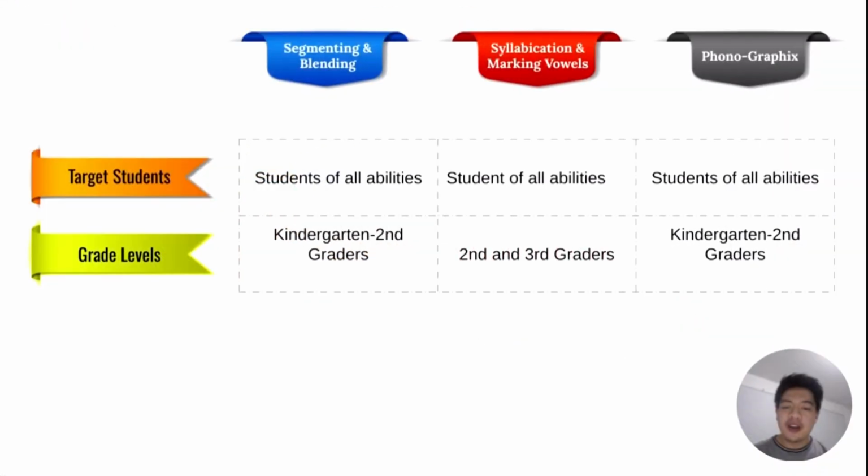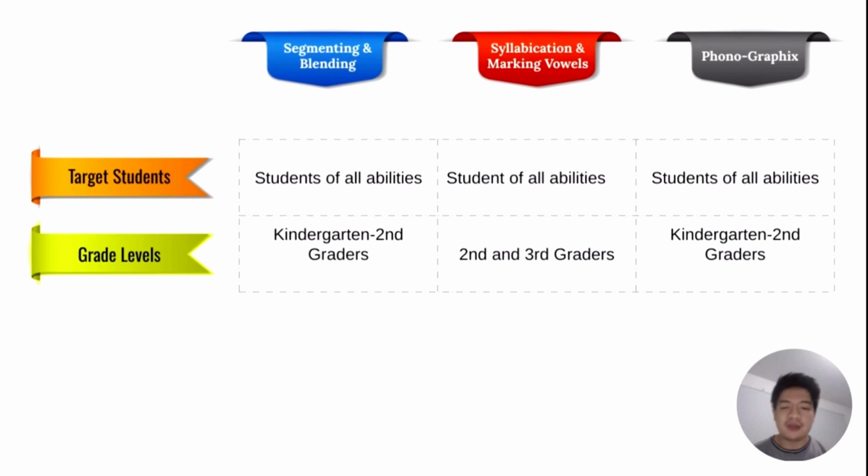For the target students, all the approaches, blending and segmenting, syllabication and marking vowels, and the Phono-Graphix can accommodate students of all abilities, including the struggling ones. The blending, segmenting, and Phono-Graphix can be used among the kindergarten to second graders, while the syllabication and marking vowels are more appropriate to second and third graders because of the more complex concepts.